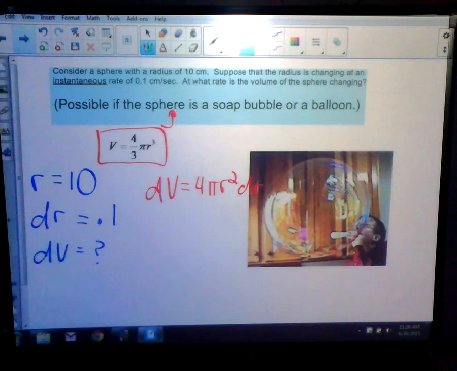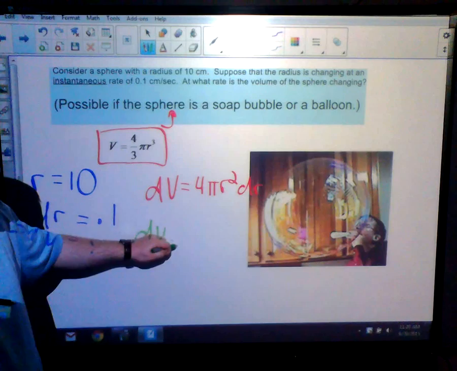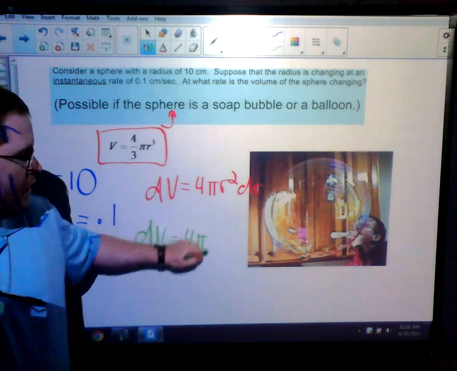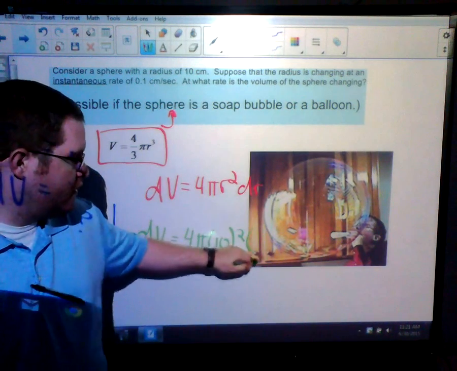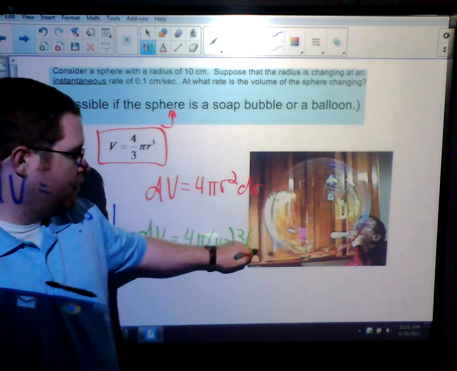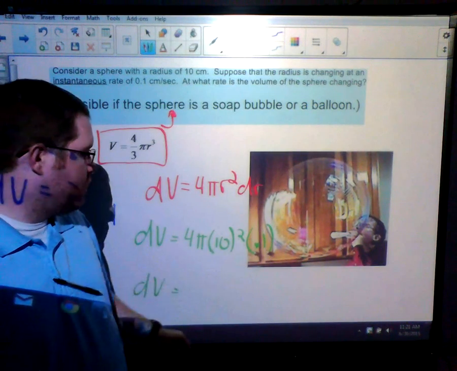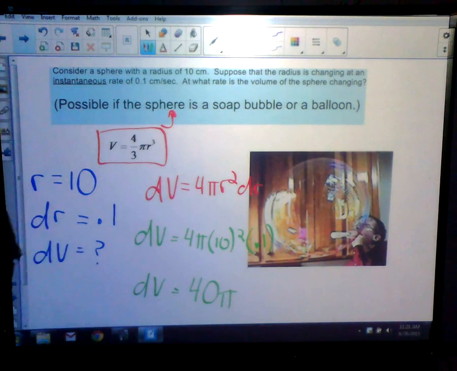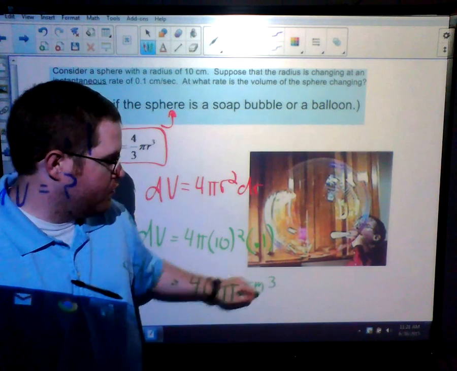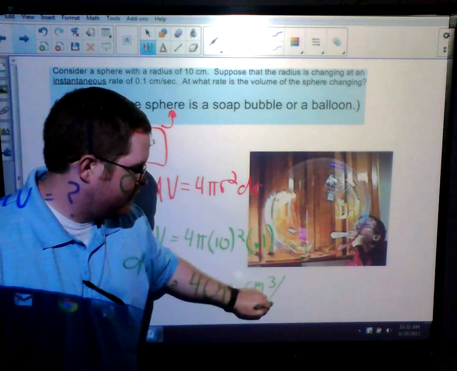Now let's plug in all the stuff we know. I don't know what dV is. That's what I'm trying to find. 4 pi. The r is 10 squared. The dr is 0.1. So dV equals, that's 100 times 0.1 is 10 times 4 pi, that's 40 pi. Now what are the units? Well, it's volume, so it's centimeters cubed, but it's changing every second.